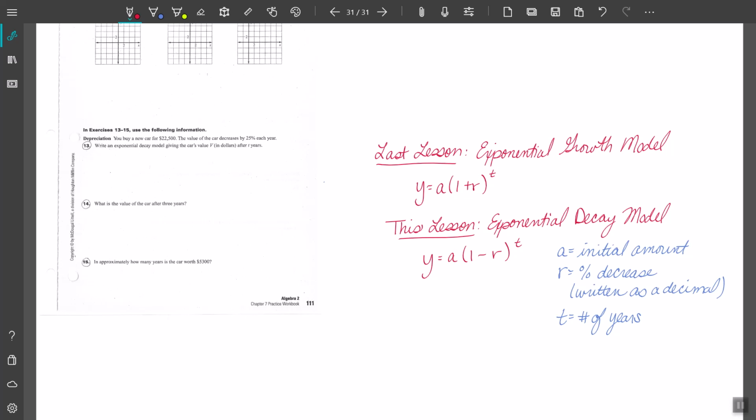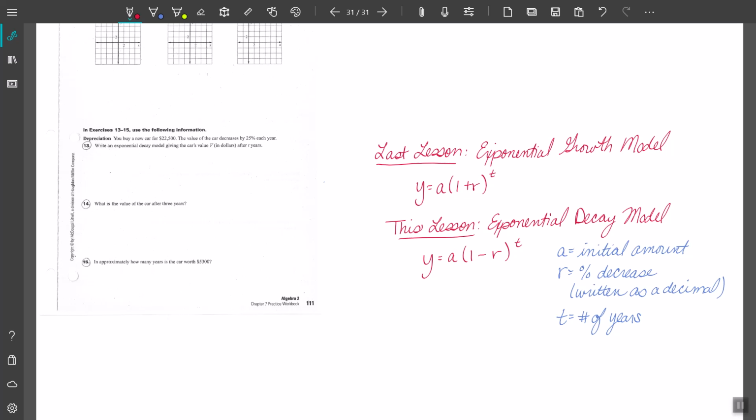Now this word problem is almost identical to the problem on the other worksheet, the previous one, except this shows decay instead of growth. We're going to be losing value on this new car that was bought as the years go on. It's not going to grow in value, it's going to decay in value. So we're to write an exponential decay model giving the car's value, V, in dollars after t years. They told you that you bought the car for $22,500 and it's going to decrease by 25% each year.